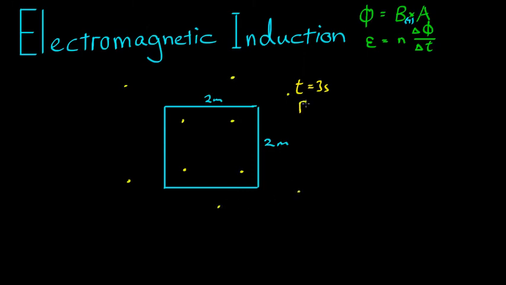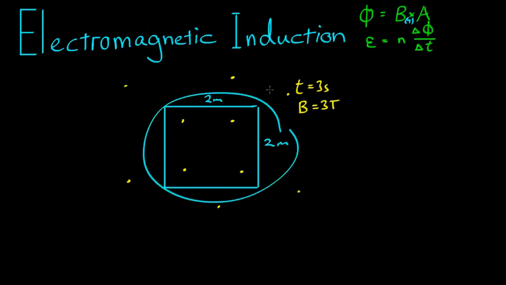So that B, the strength of the magnetic field, were equal to 3 Tesla, we would again see a current through this square loop. So a current would begin to flow. And I believe the current would flow in that direction there. Let's see why that is.